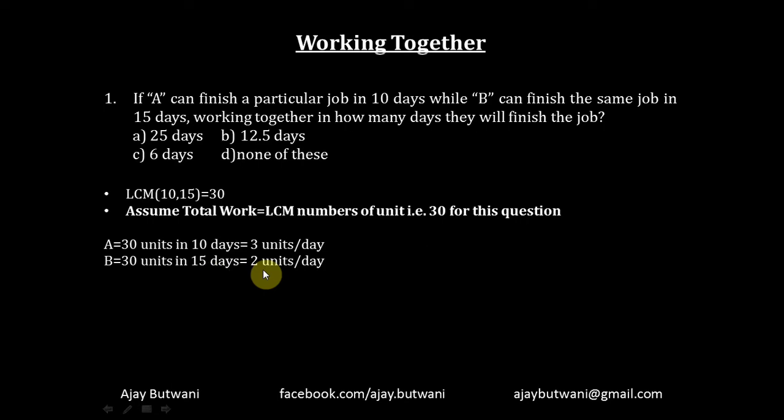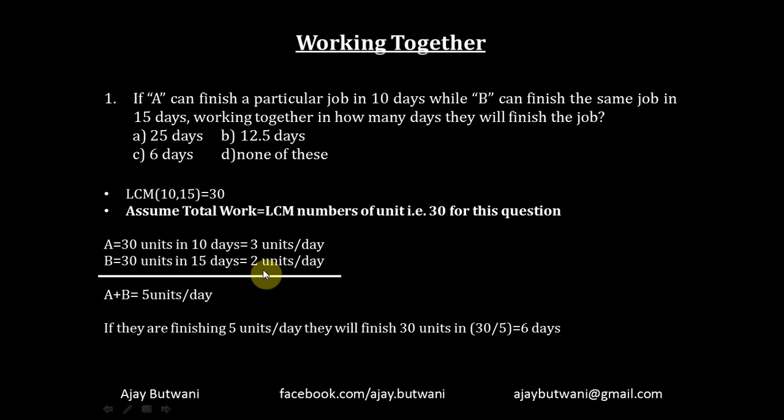Now let me ask you one simple question. If A can do 3 units per day, B can do 2 units per day, how many units will they be doing if they are working together? You are correct, 5 units per day. Now with the speed of 5 units per day, to complete 30 units, how many days are they going to take? Yes, the answer is 6 days.